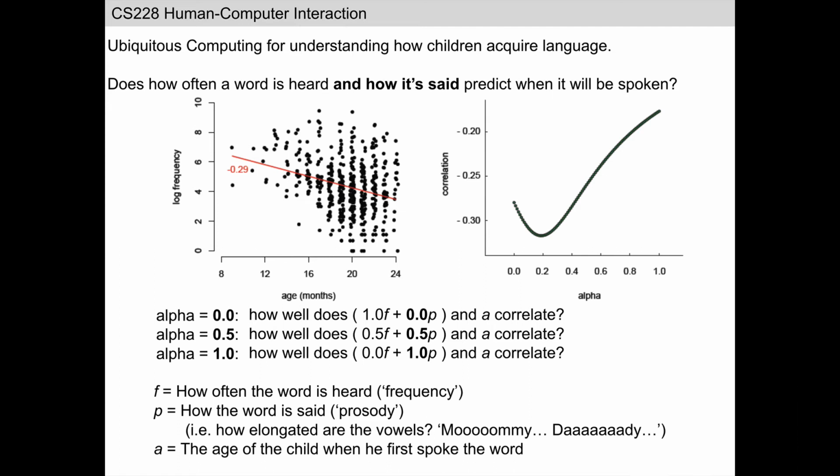Given those two features, we can then ask the following scientific question: does how often a word is heard and how it's said in combination predict when it will be spoken? Okay, so how do we test that?